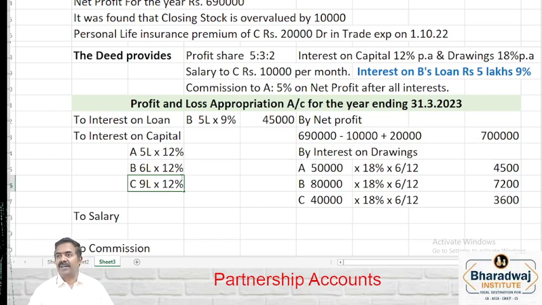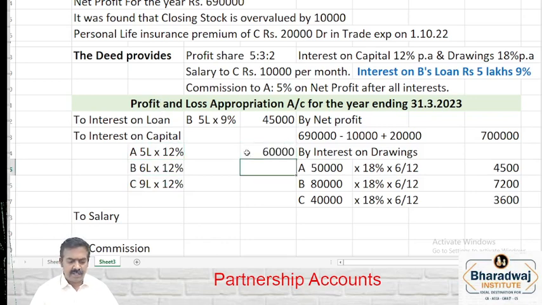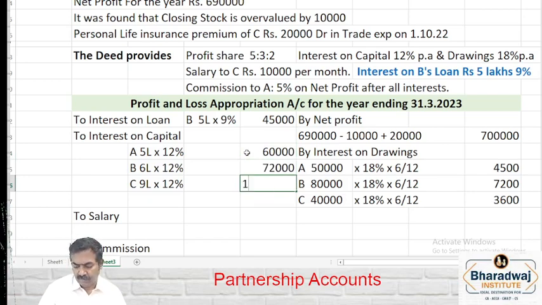Don't put 6 by 12. It is capital at the beginning of the year. Interest will be given for the whole year. 5 lakhs into 12%, 60,000. 6 lakhs into 12%, 72,000. 9 lakhs into 12%, 1 lakh 8,000.